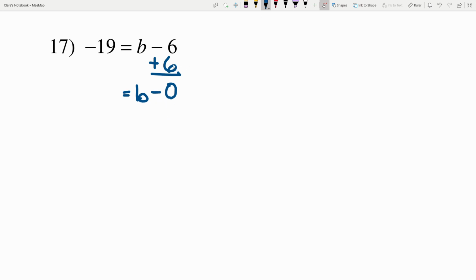And remember, whatever I do to the right, I do to the left. So I'll add 6 to the left-hand side as well. Negative 19 plus 6 equals a negative 13. So negative 13 is equal to b.